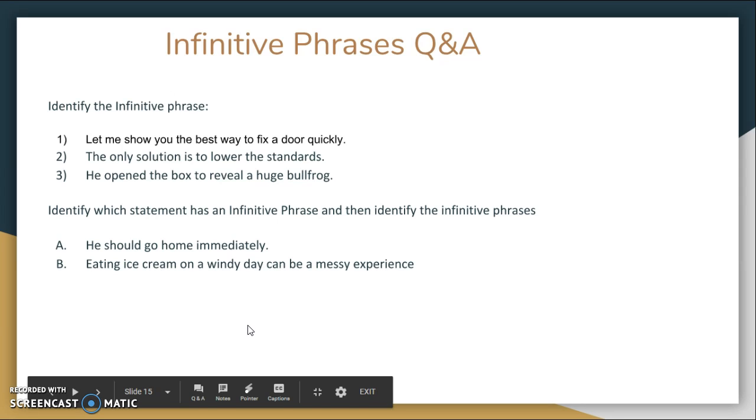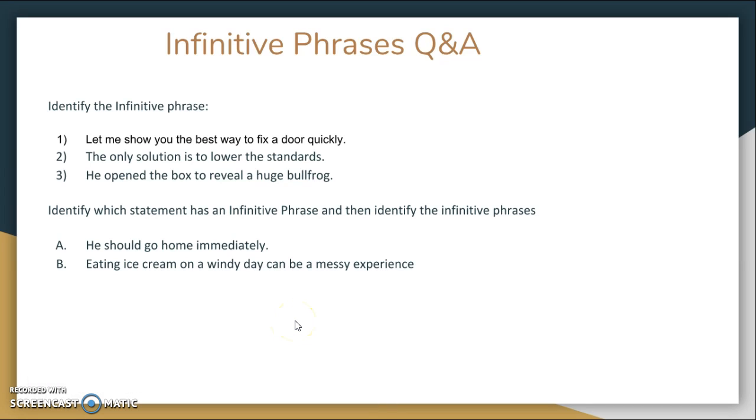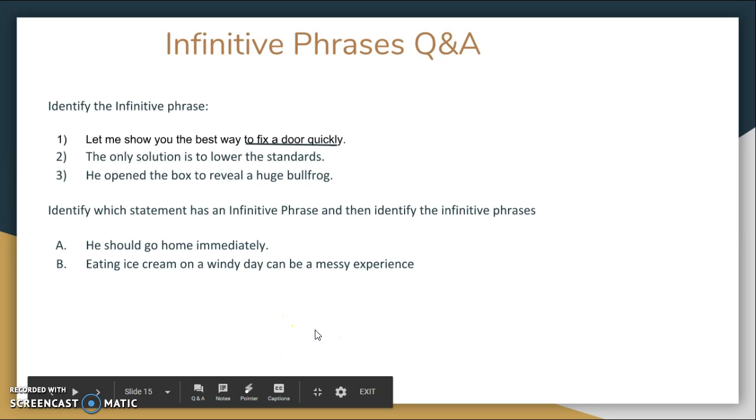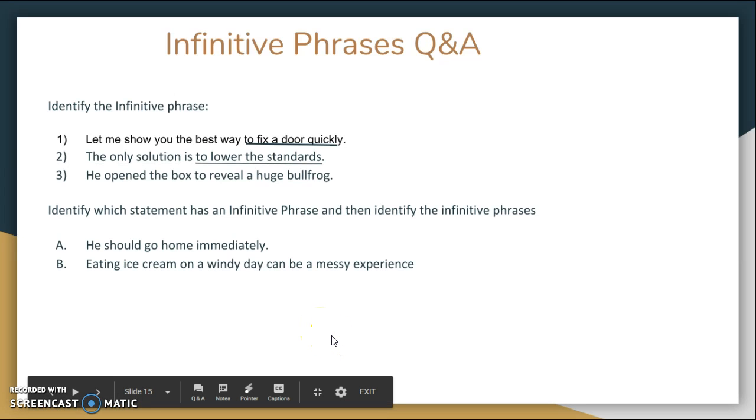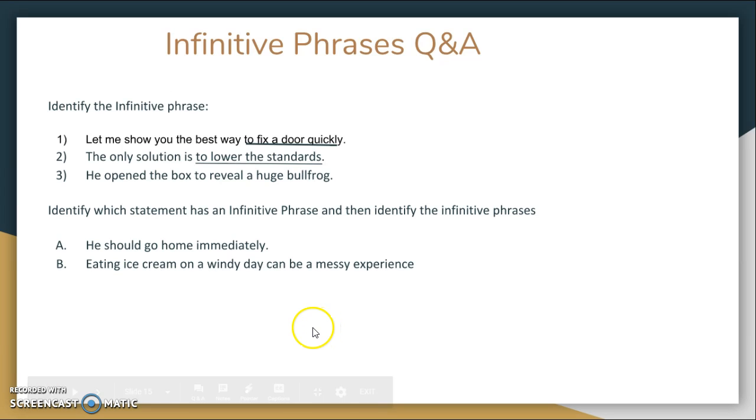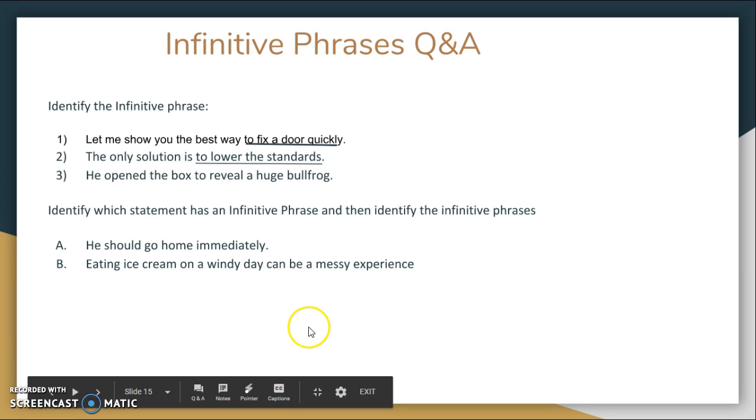Q&A. Identify the infinitive phrase. One: Let me show you the best way to fix a door quickly. The answer is "to fix a door quickly." Two: The only solution is to lower the standards. The answer is "to lower the standards." Three: You open the box to reveal a huge bullfrog. "To reveal a huge bullfrog" is an infinitive phrase.